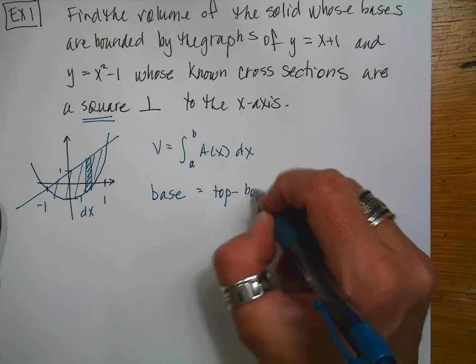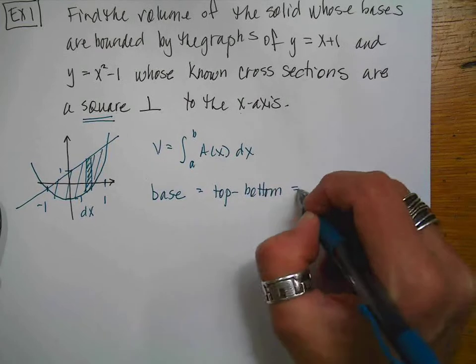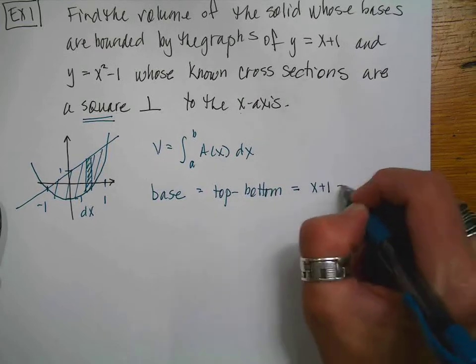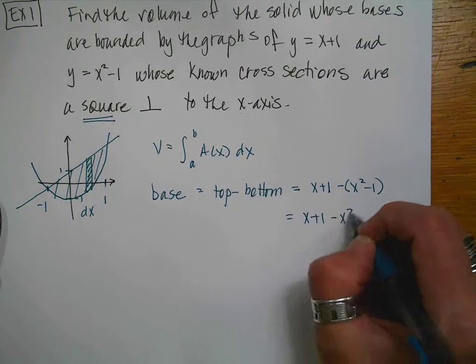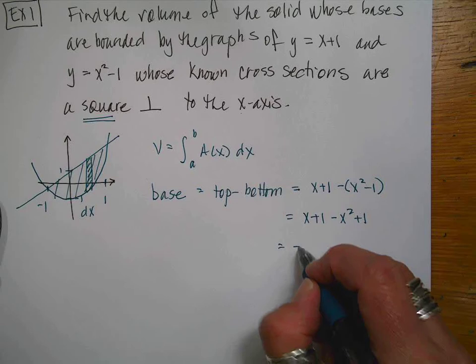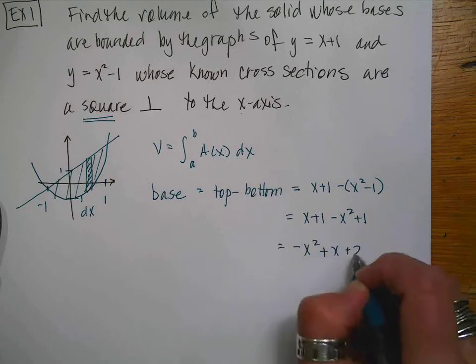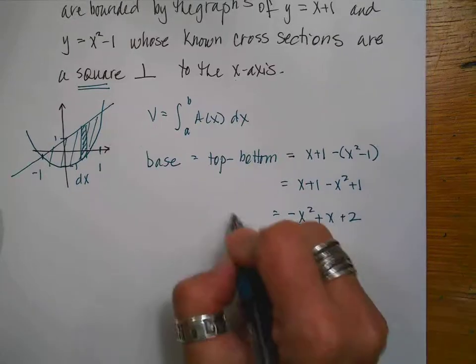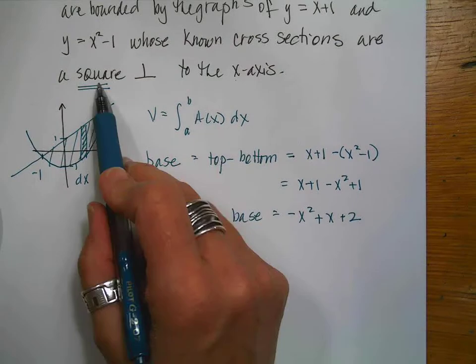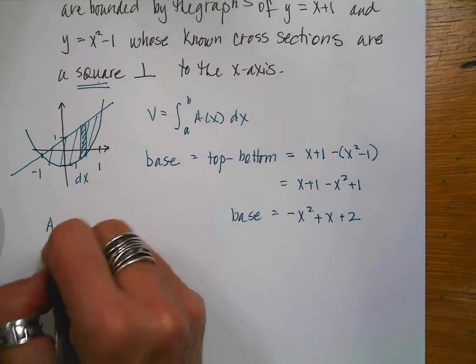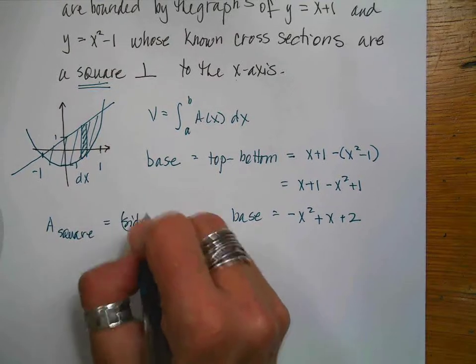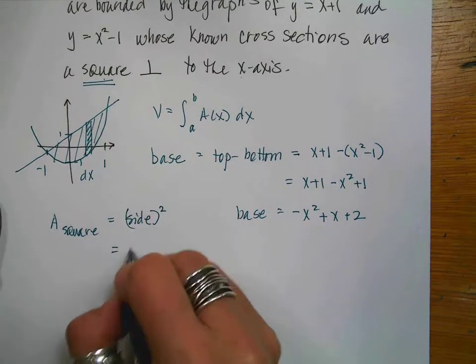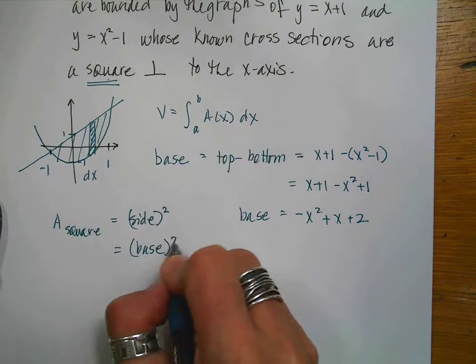So it's going to be my top minus the bottom. So my top is the straight line, x plus 1 minus x squared minus 1. So this is going to be x plus 1 minus x squared plus 1. So it's going to be a negative x squared plus x plus 2. So that's going to be the length of my base. Well, I have squares, so the area of a square is equal to the side squared. And we use the terminology that I have right now. I'm going to say that it's my base squared.